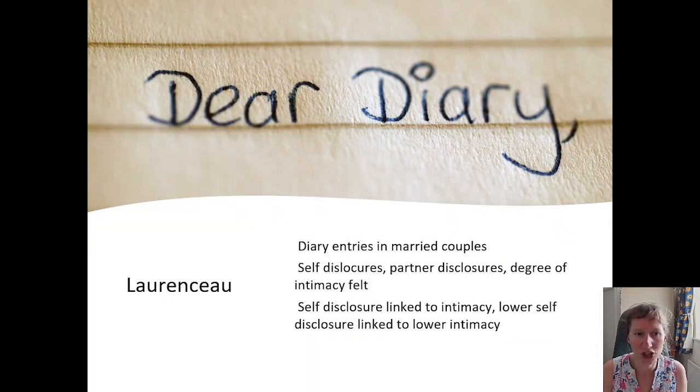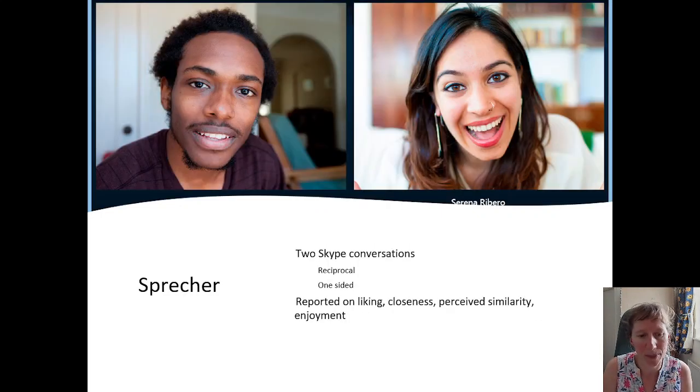Okay, let's look at some evaluation. Right, we've got research support here first. So there's a couple of studies. The first one is where Lorenzo got married couples to keep diary entries, to record things like the self-disclosures they'd made, their partner disclosures, and the degree of intimacy they felt. So it's a self-report study. And what he did was he looked at those diaries then and found that those who were reporting higher levels of intimacy were also reporting higher levels of self-disclosure, and also those who were reporting lower self-disclosure were reporting lower intimacy. So that's support for the idea that this process of self-disclosure is linked to the strength of a relationship.